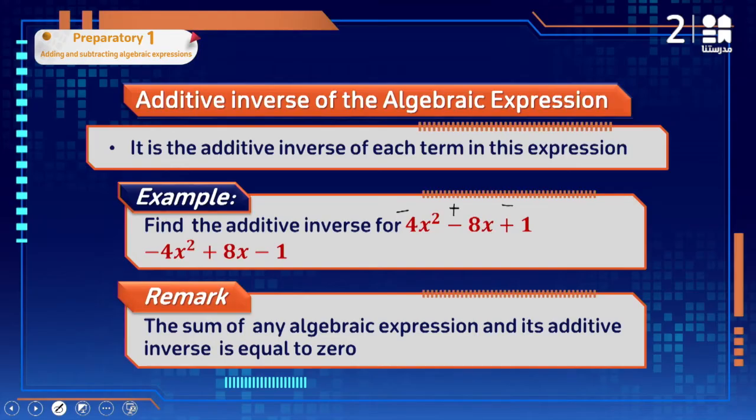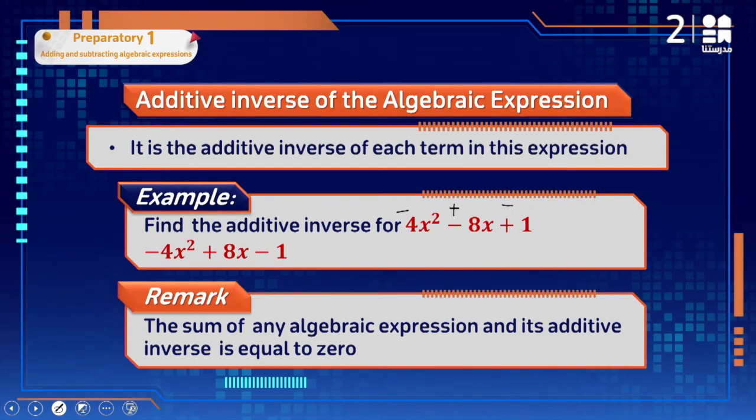Remark that the sum of any algebraic expression and its additive inverse is equal to 0. Even if we have numbers, terms, or expressions, it's a rule: the sum of any algebraic expression and its additive inverse is equal to 0 always.